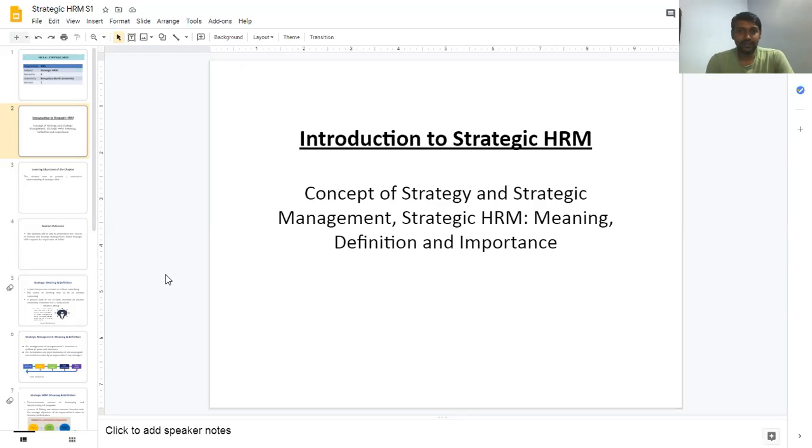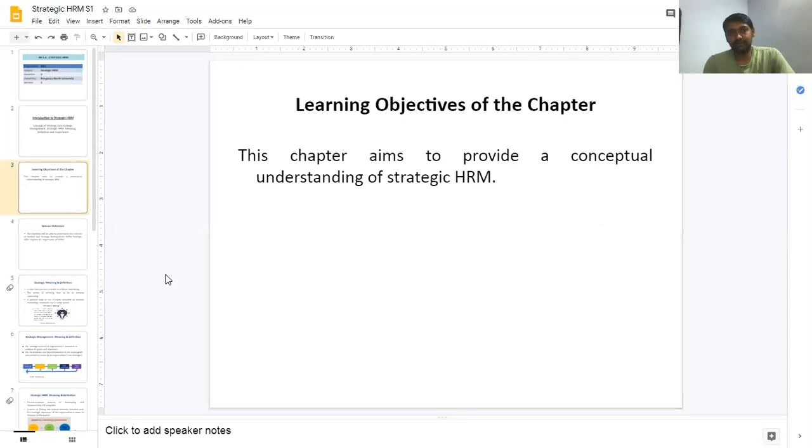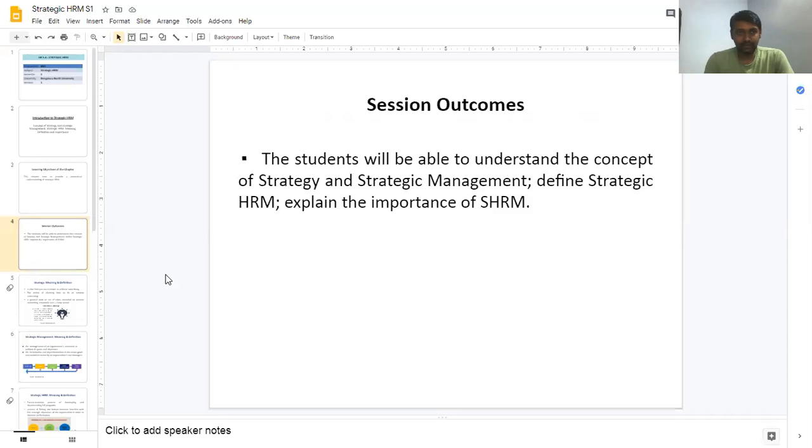So first, let us understand, the basic objective of this particular chapter is to provide a conceptual understanding of strategic HRM. So the basic idea is to give a brief introduction to the concept of strategic HRM, how it works, and what the different parameters are which are considered in strategic HRM. So the particular unit or the session outcome.